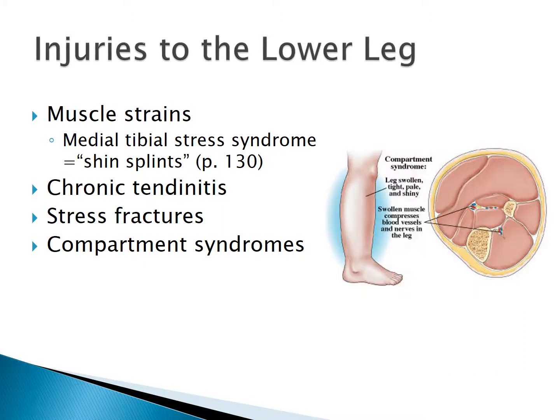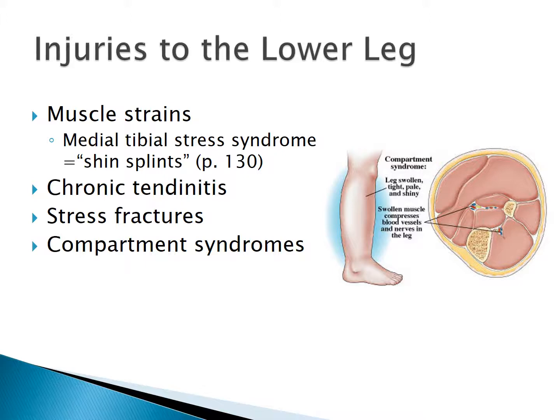Compartment syndromes are injuries that involve an increased pressure that is localized to a specific compartment of the lower leg. Compartment syndromes cause compression of neurovascular structures and, if left unattended, can lead to tissue death. An acute compartment syndrome secondary to trauma, such as being kicked, should be considered a medical emergency. Chronic compartment syndrome will present signs and symptoms during or at the end of physical activities.